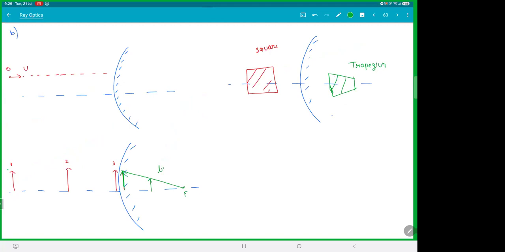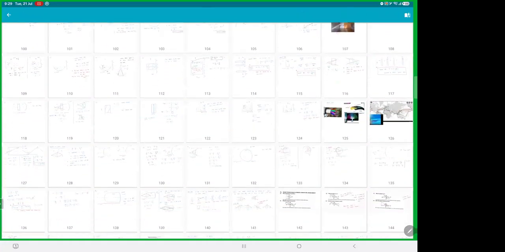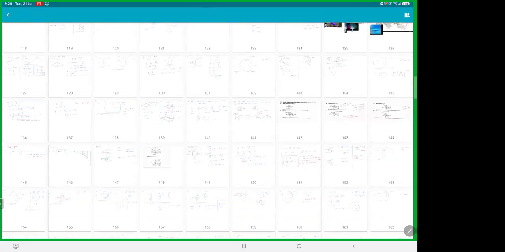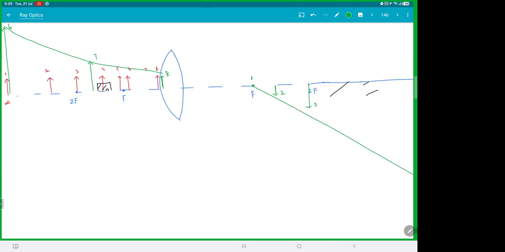All these are lines. Then the same thing when we did in lenses also, we have to change it there also now. So everywhere it was a line only. This was a straight line. This was also a line.